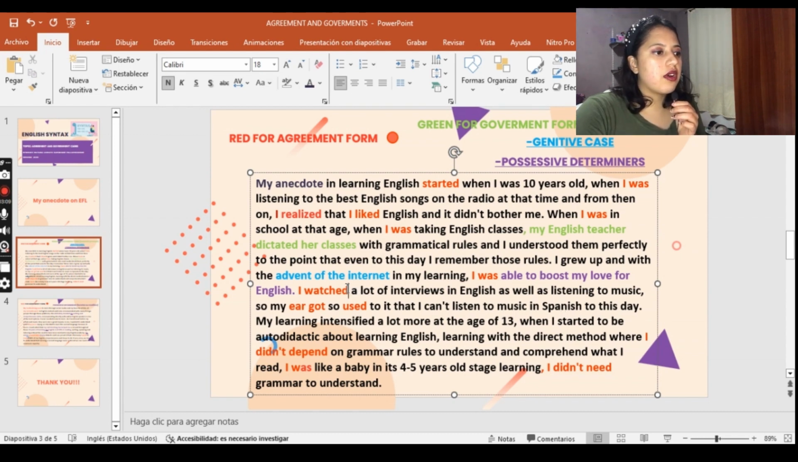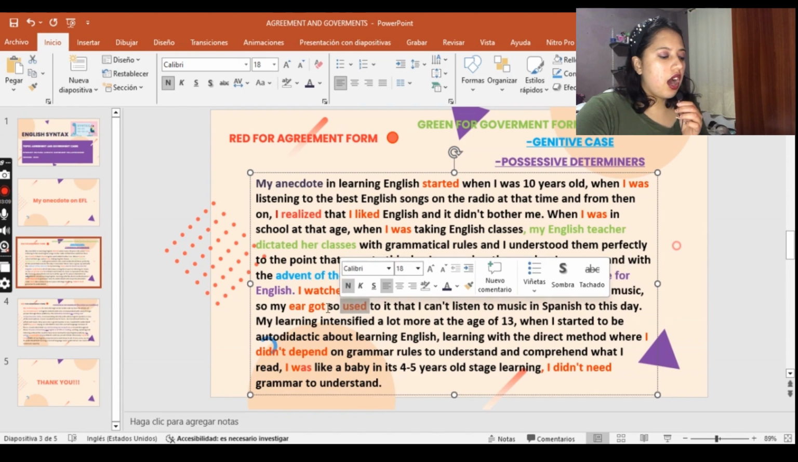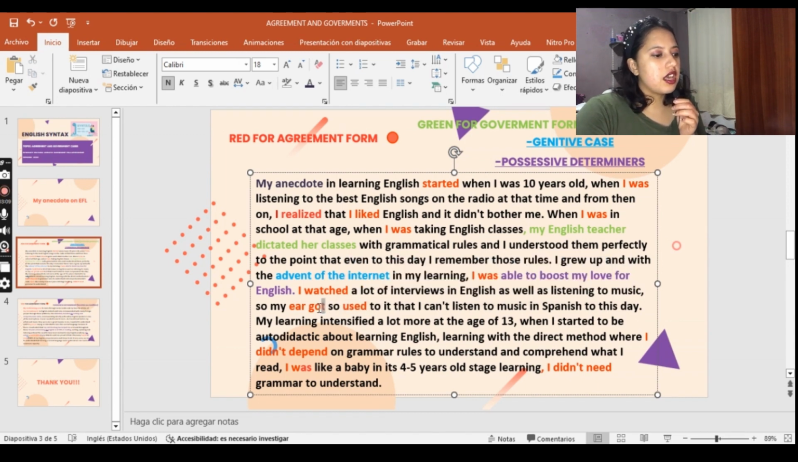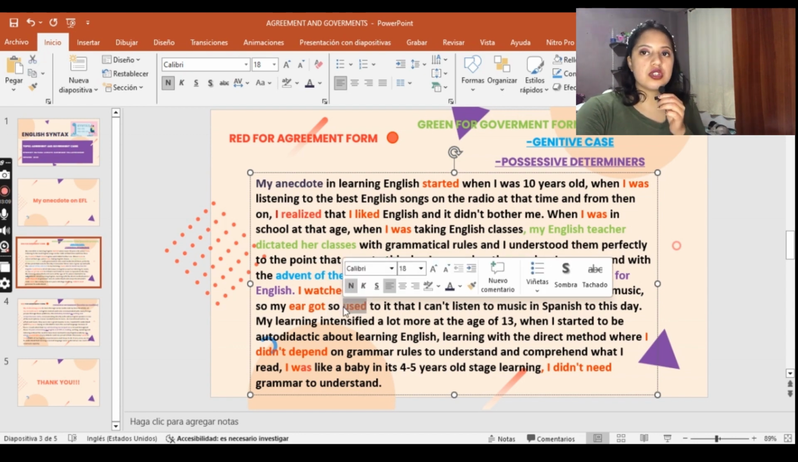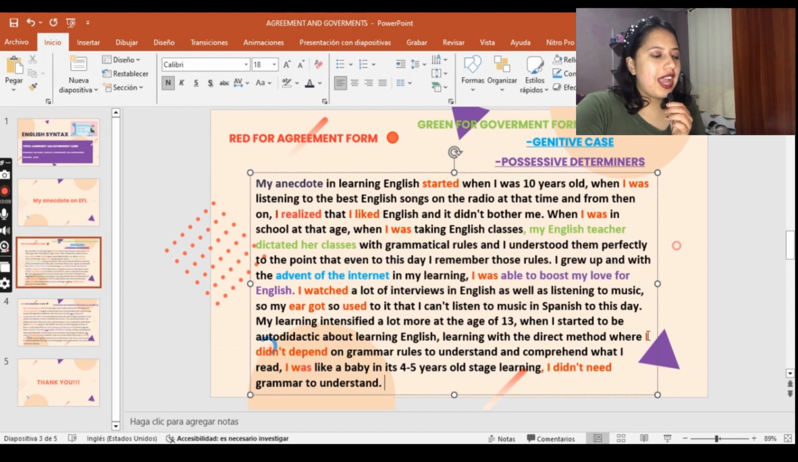Now here I have another agreement form. I watched. Here I have my ear got used. Got. Why? Because here we have a verb in the past, so the next verb also has to be in the past. My ear got used. Here I didn't depend. I was like a baby in a 4 or 5 years old stage of learning, and I didn't need grammar to understand. This is the first part of my story.